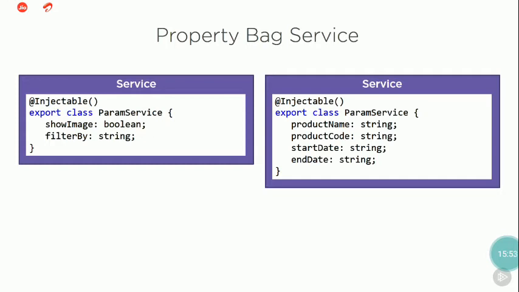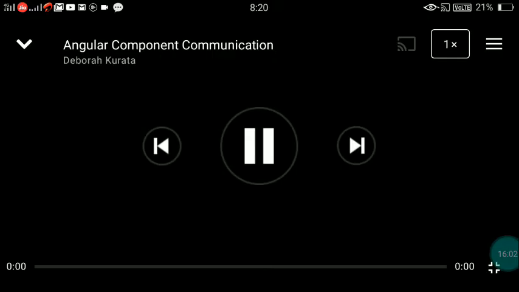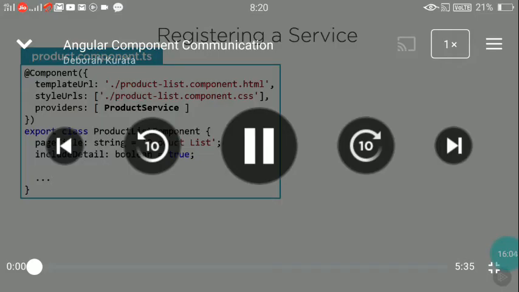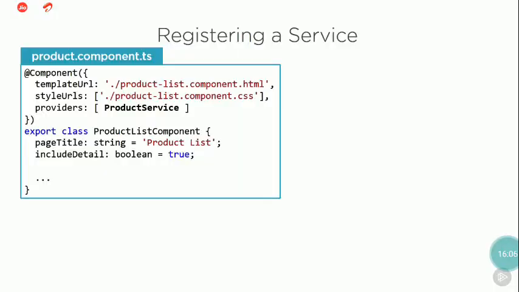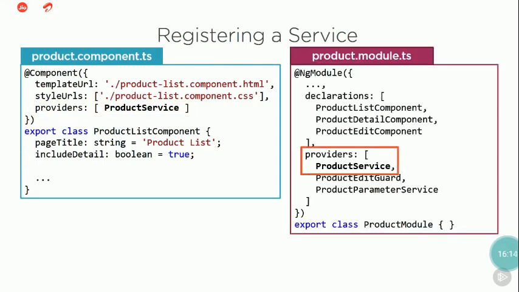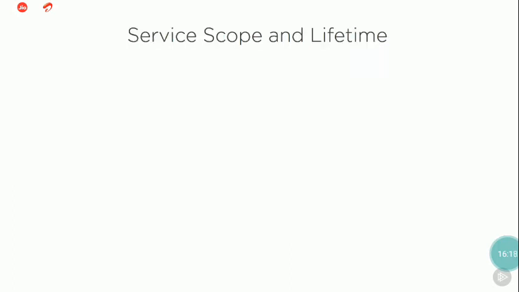Before we move on, let's take a moment to talk about service scope and lifetime. When we create a service, we register it by adding the service to the provider's array of a component or of a module. Which do we use when? Where we register the service defines the service scope and lifetime.